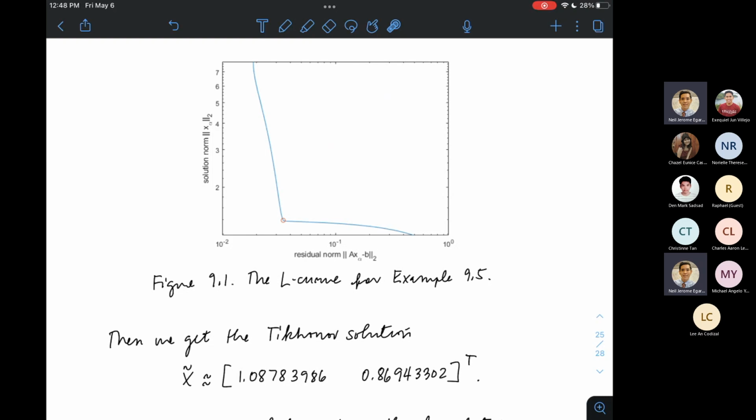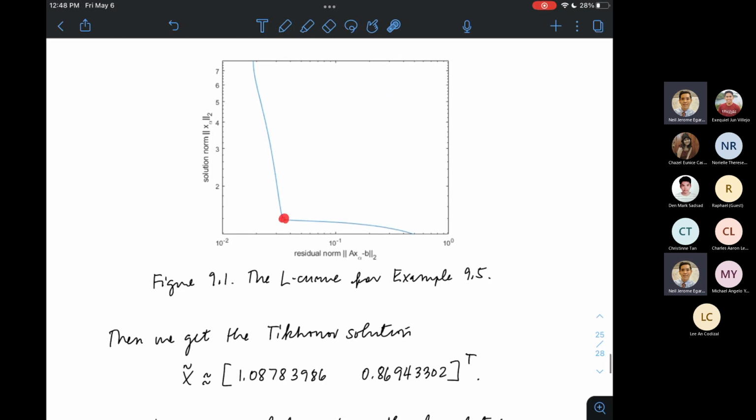Alright? Now, bakit ito yung pinipili natin? Bakit yung corner? Kasi itong corner na to yung nagbibigay ng maliit na residual and at the same time, maliit yung solution norm. Okay? Kasi kung ito yung pipiliin ko, halimbawa, ito yung alpha na nagbigay nitong point na to ang pipiliin ko. Kung ito yung pipiliin ko, ibig sabihin nito, maliit yung error. Kasi ito yung residual error. Maliit yung error, pero ang laki ng norm ng solution.